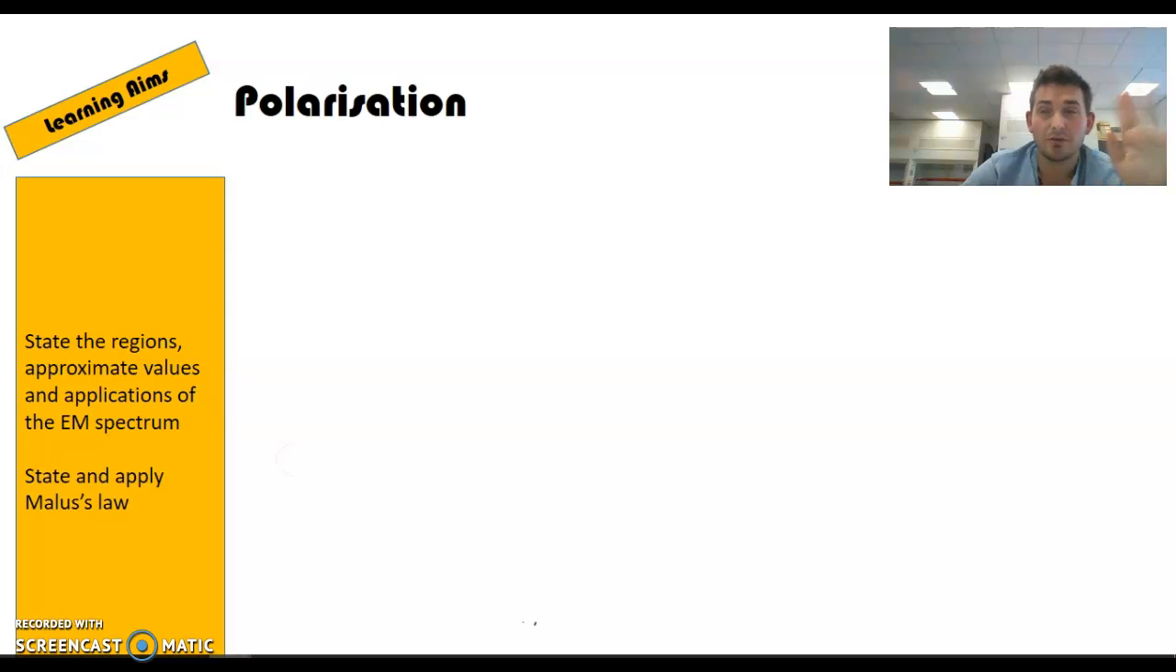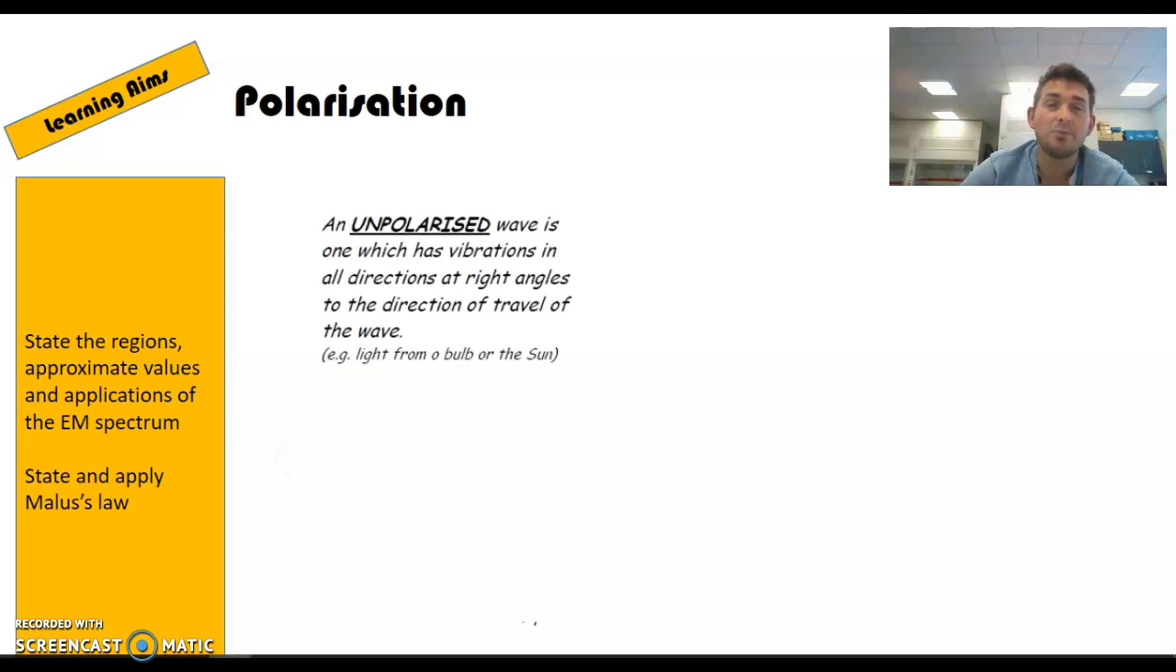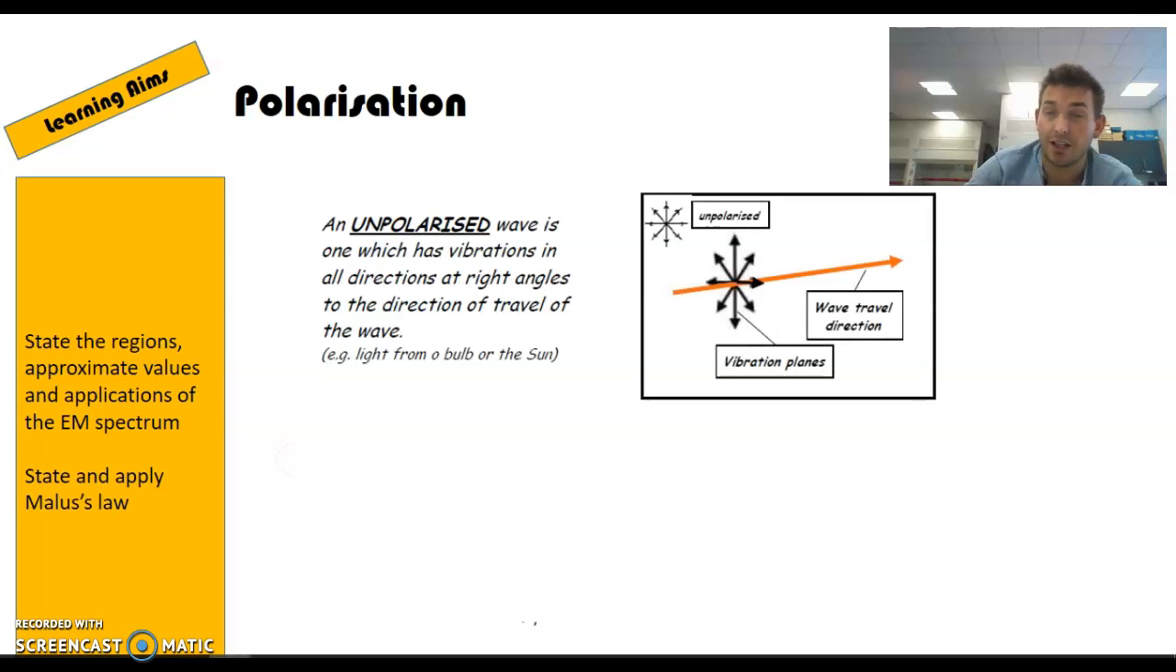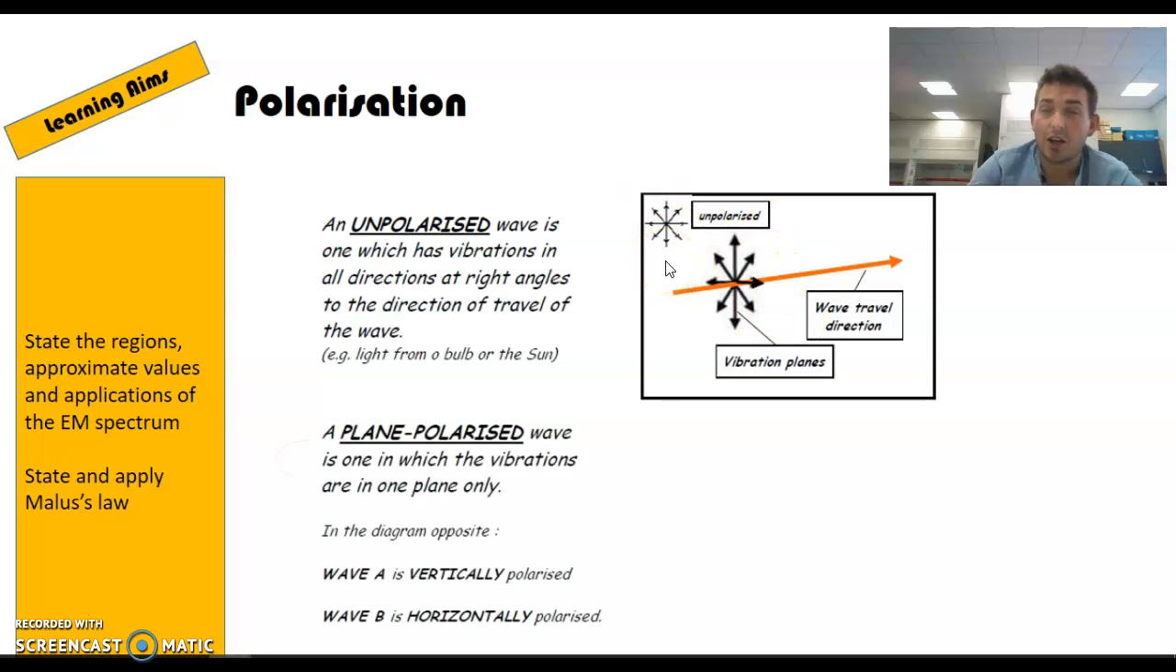Polarization. Hello. Welcome again. Polarization. An unpolarized wave is one in which its vibrations in the electromagnetic field are all over the shop, just at right angles to its direction of travel, kind of like this. This is unpolarized because there's no net directionality of this vibration. There's a net directionality of its direction of propagation or direction of travel, but its vibrations are all over the shop.